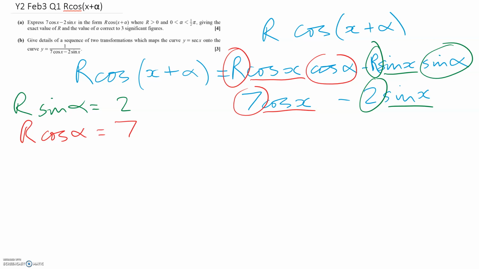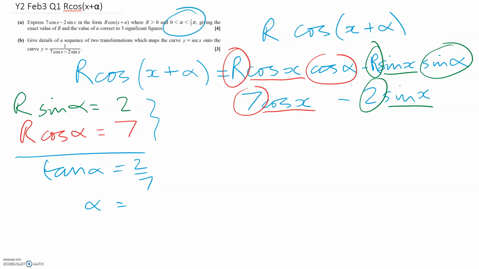And then if we divide these, these are two simultaneous equations. There's lots of ways of solving these two simultaneous equations. I would just divide them, and then you get tan alpha equals 2/7, and then you can just use inverse tan on your calculator. We need to be in radians here by the looks of it, so make sure your calculator is in radians. If you do inverse tan of 2/7 on your calculator, you'll get 0.278 and so on, but it's 0.278 to 3 significant figures.